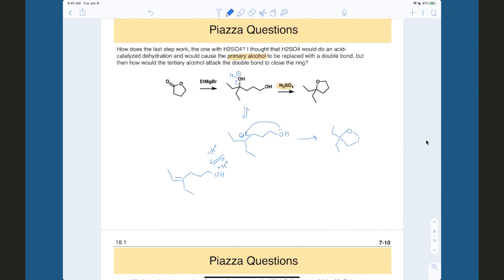And so this will be able to first make the protonated alcohol, and then we could have some other molecule, maybe another alcohol, or it could be sulfate. We can just say base for now. Some sort of base will be able to take this proton away. So the tertiary alcohol doesn't actually attack anything. It gets turned into the carbocation.